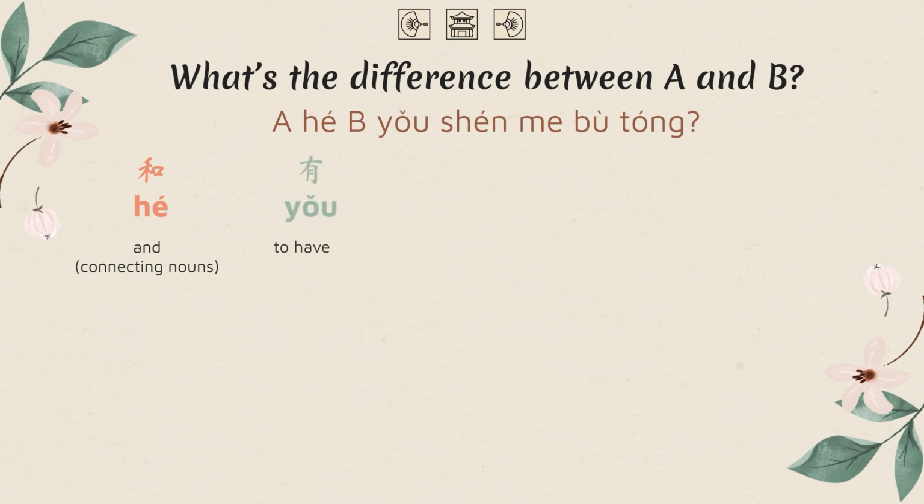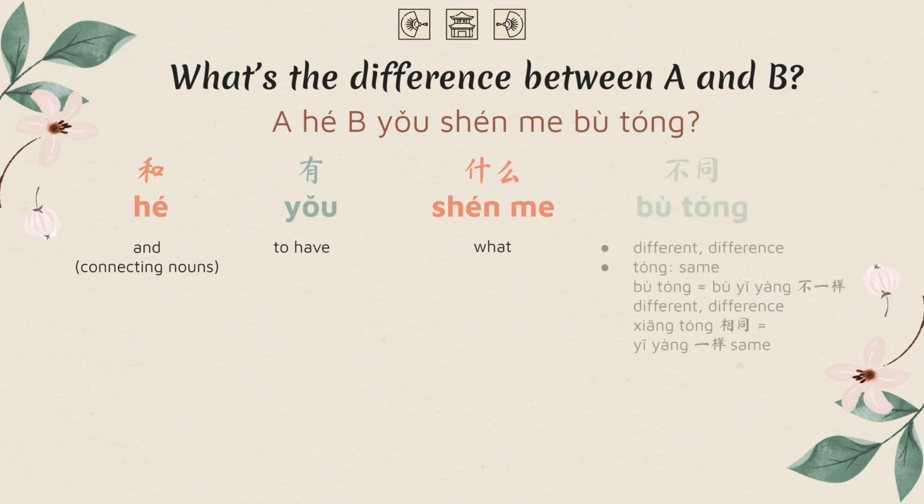有 means to have. 什么 again means what. 不同 means different or difference. 同 by itself means same. 不 is how we negate most verbs or adjectives in Chinese, so 不同 means not the same. Another way of saying 不同 is 不一样. 不同 and 不一样, they mean the same thing, but 不同 is fancier than 不一样.